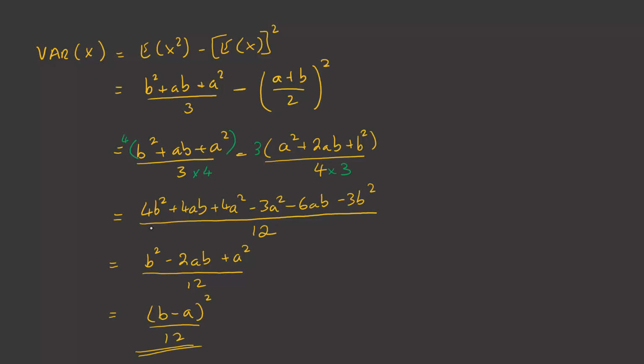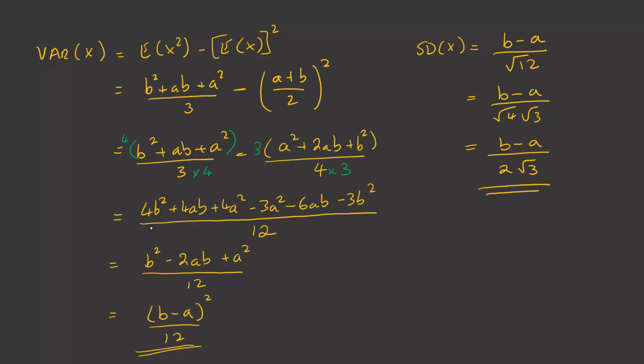And that's the variance. The standard deviation we know is the square root of the variance. So that's going to be (b − a) over root 12. And of course, root 12 is root 4 root 3, which gives us (b − a) over 2 root 3, as required.